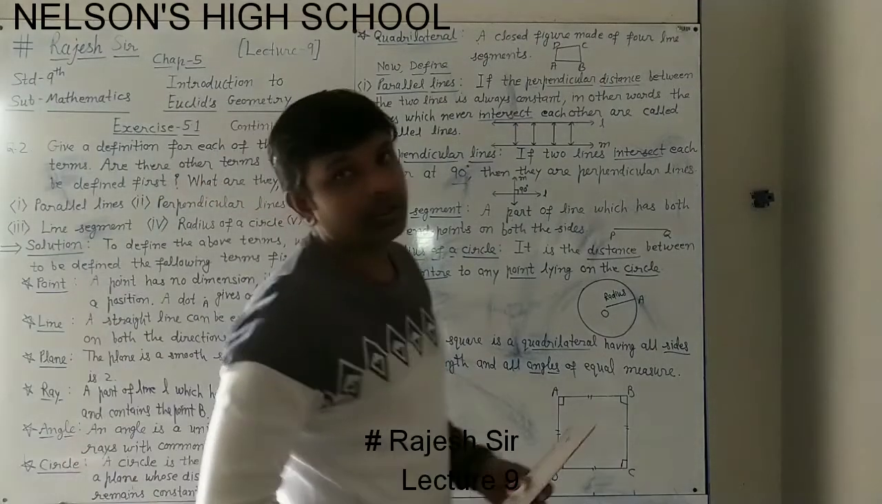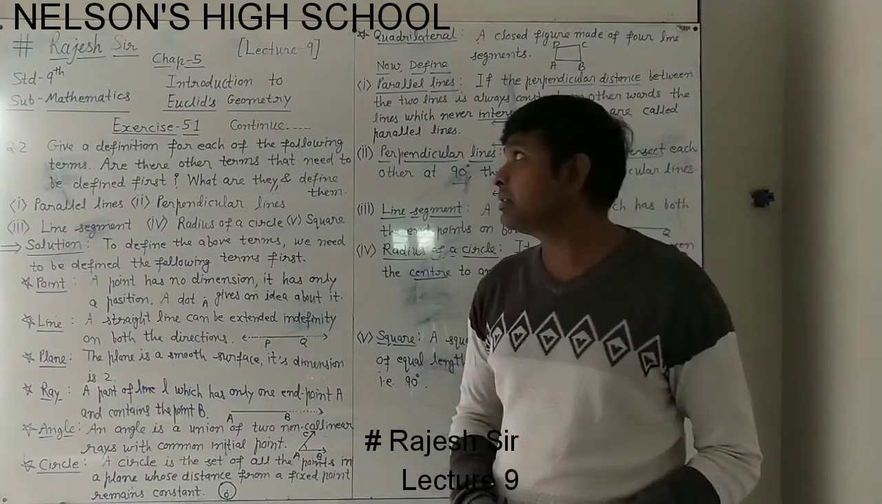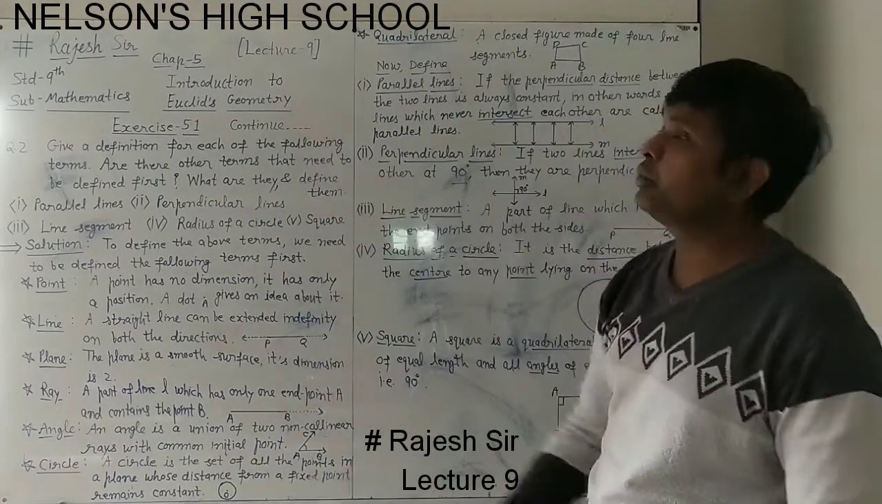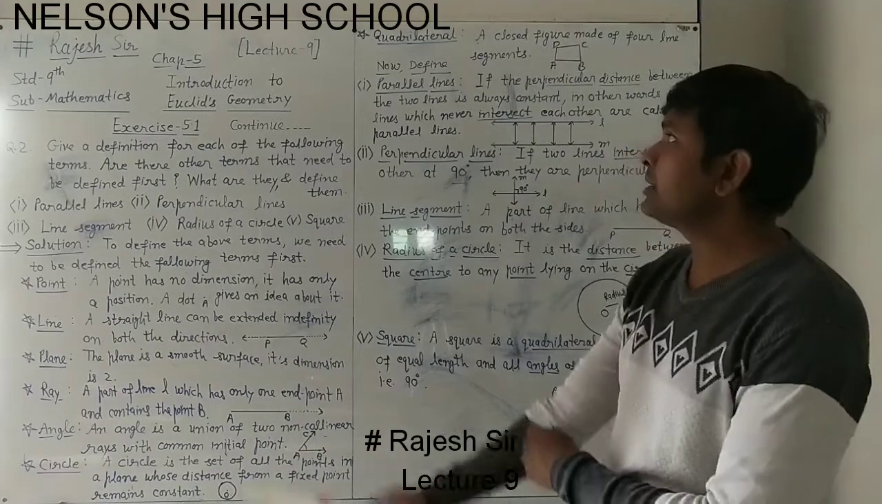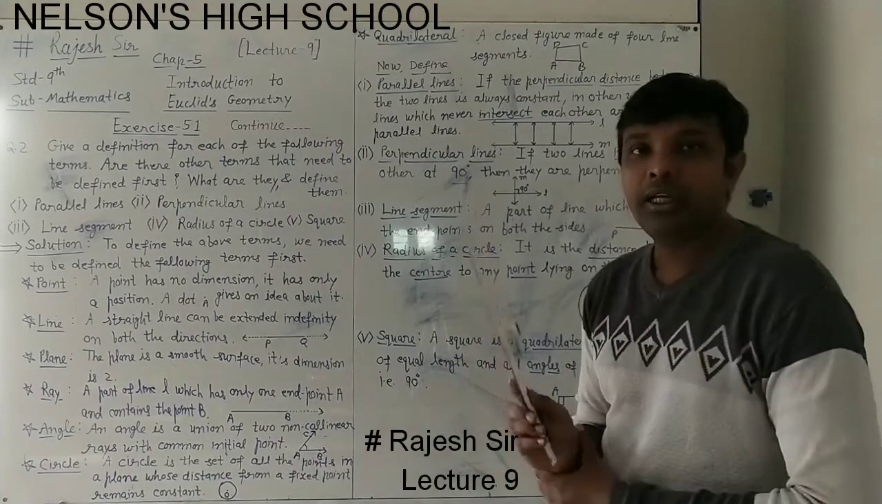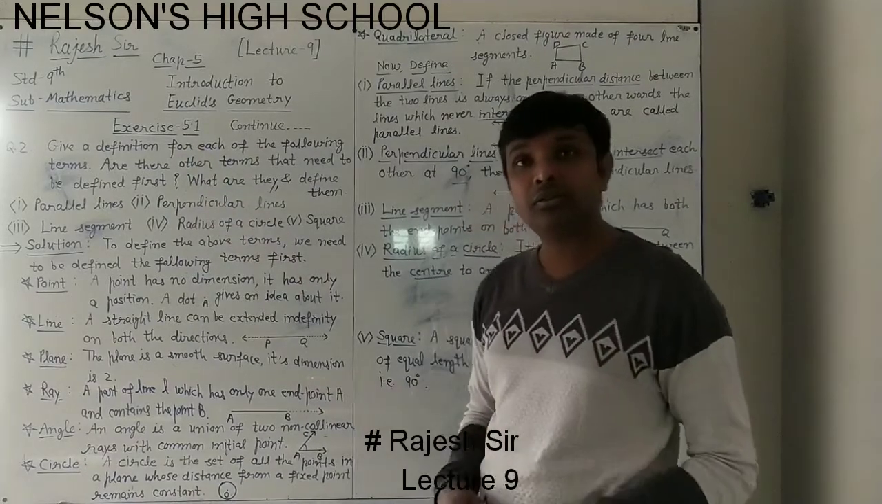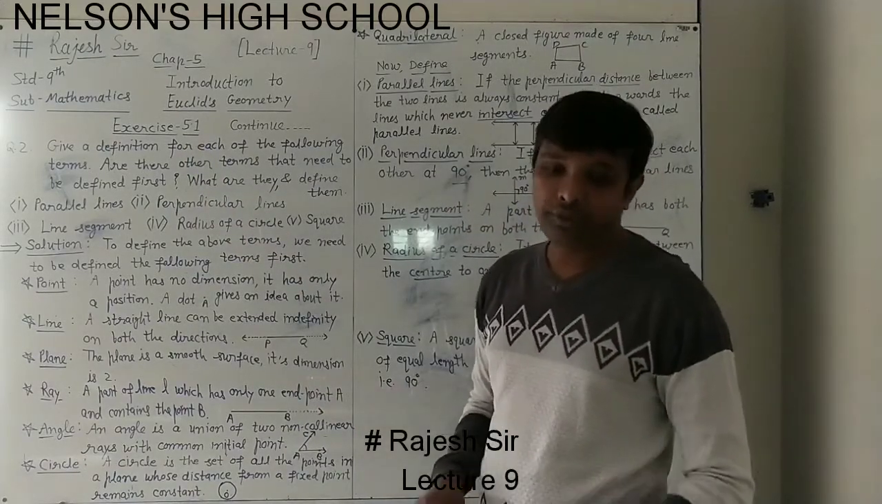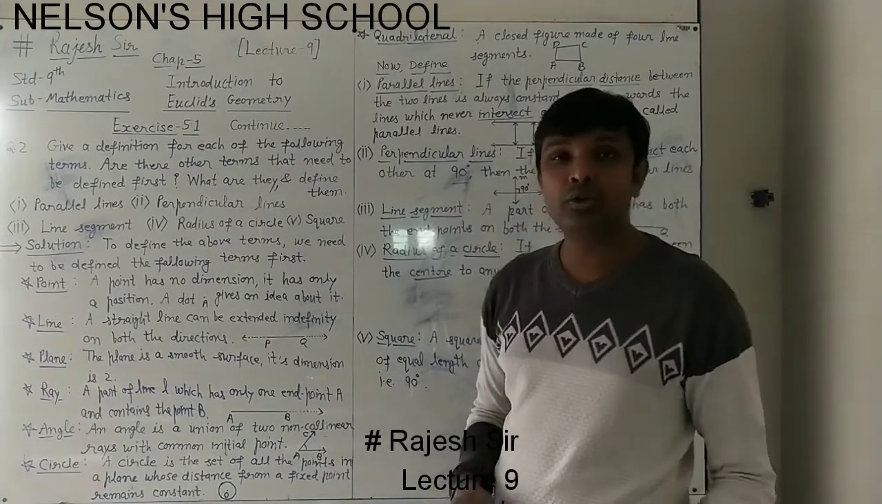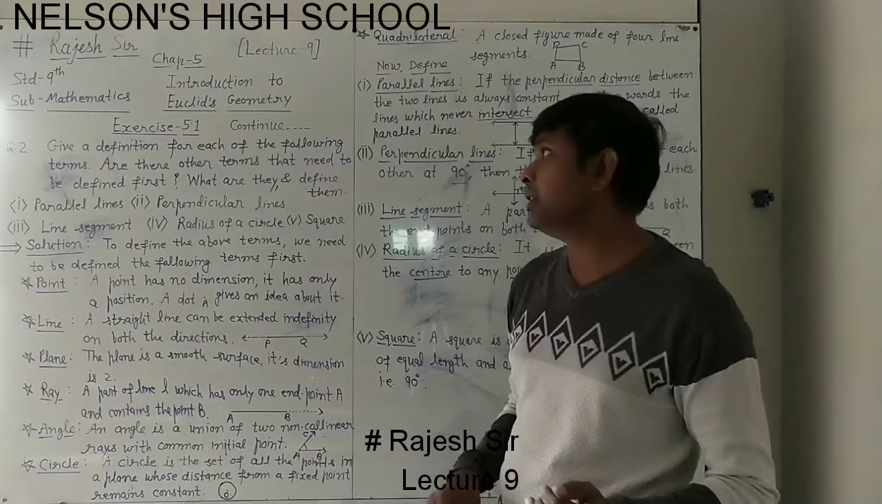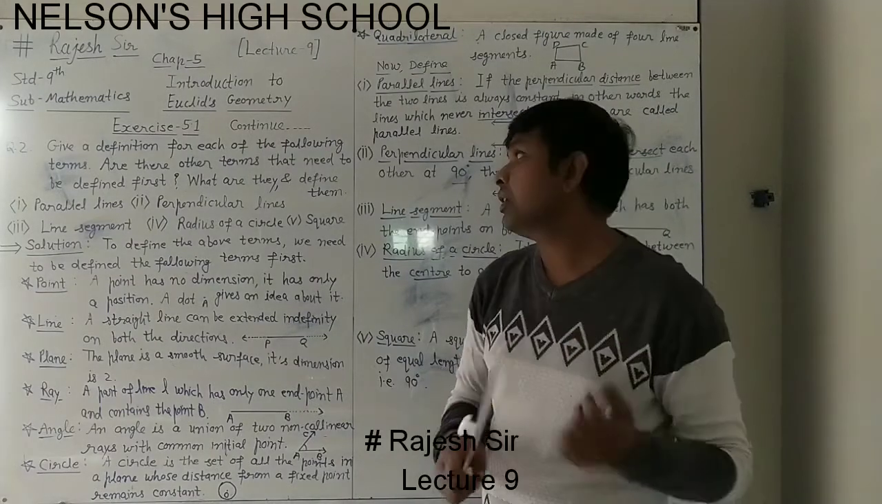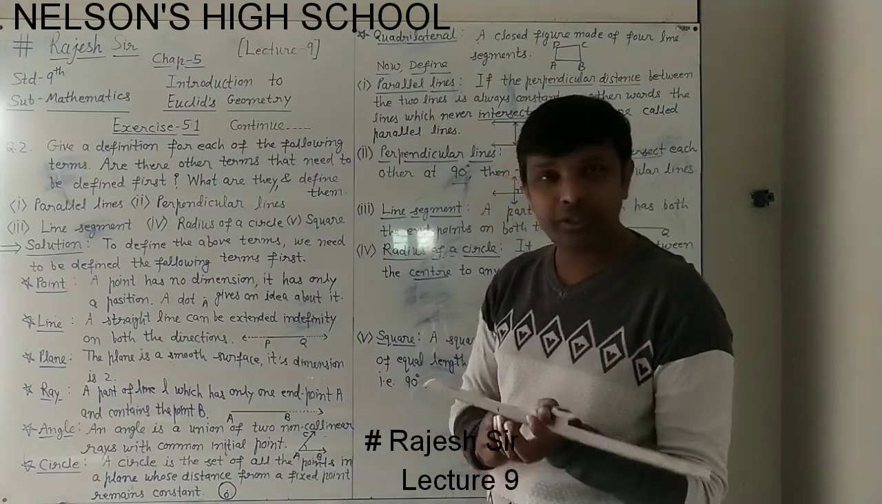Hello students, welcome to Standard 9 Mathematics Chapter 5, Introduction to Euclid's Geometry. This is lecture number 9. In the last lecture we started Exercise 5.1 Question 1, the true or false type question, and gave answers with reasons. Now we have Question number 2.